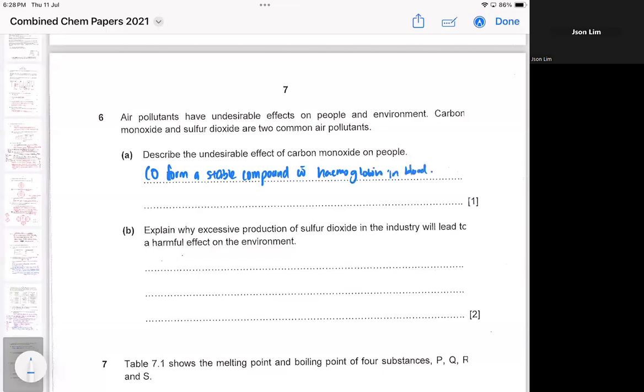So the effect of this is that it reduces the blood's effectiveness to transport oxygen. So this may lead to things like dizziness, shortness of breath, and suffocation that can lead to death.